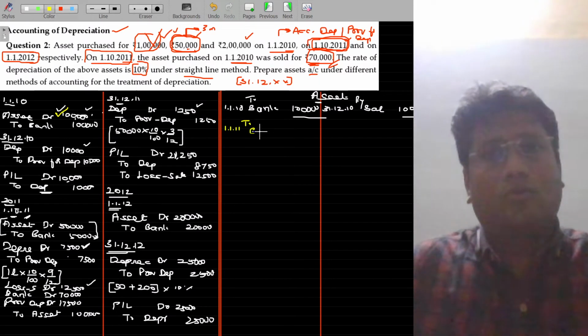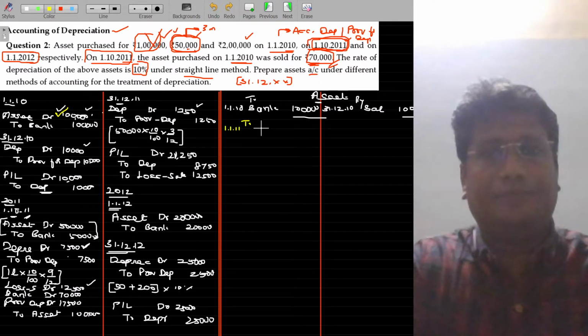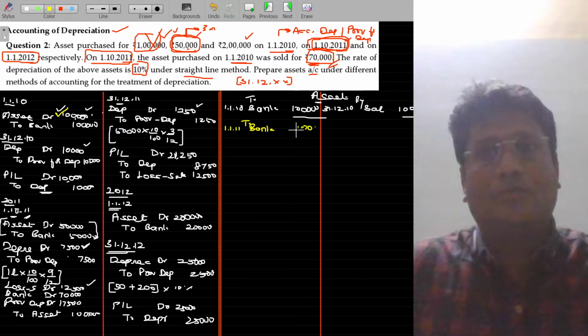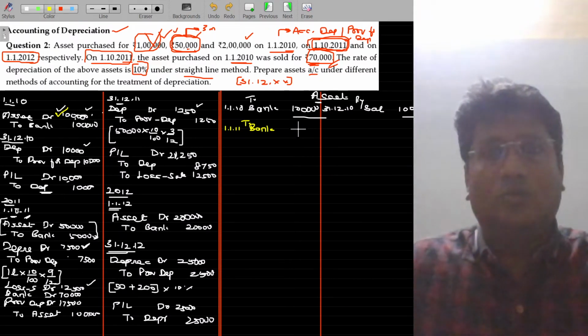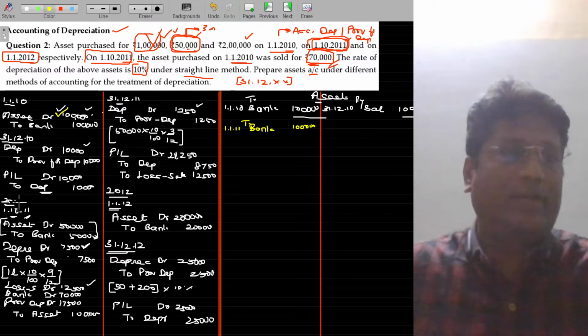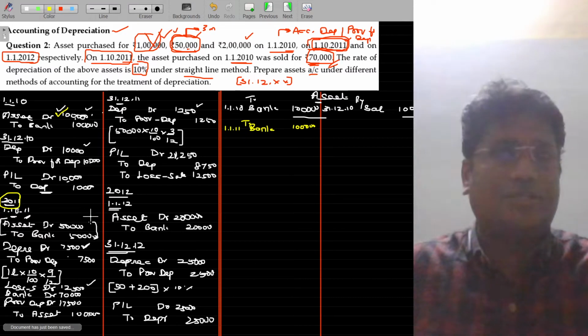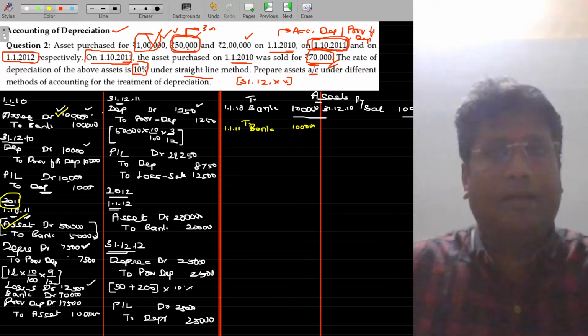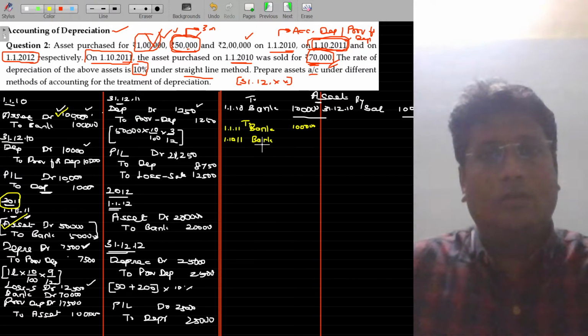To bank, this value being 1 lakh. And in the year 2011, what are the transactions we have with respect to the assets? One more asset purchased on 1/10/11, right? That will increase the balance of the asset. So asset account debit to bank, this value being 50,000.